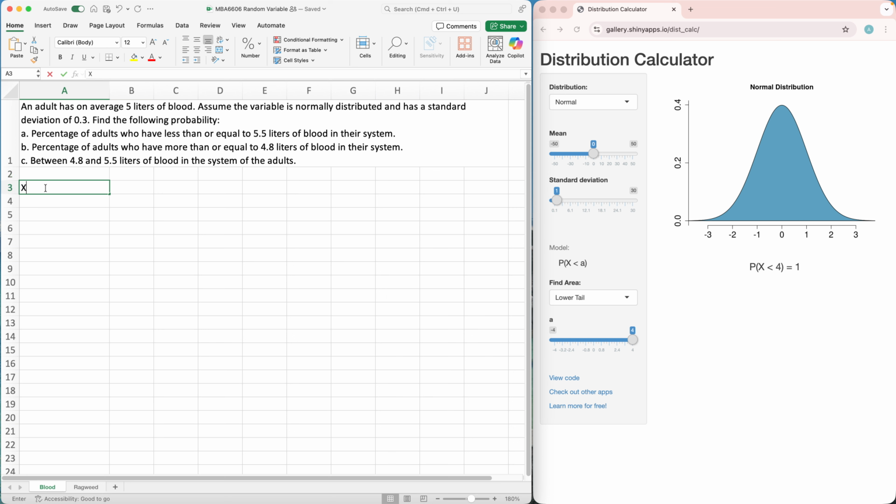random variable. The random variable x here is the quantity of blood in an adult, right? And we know that the expected value of this is 5 liters and the standard deviation of x is 0.3 liters.